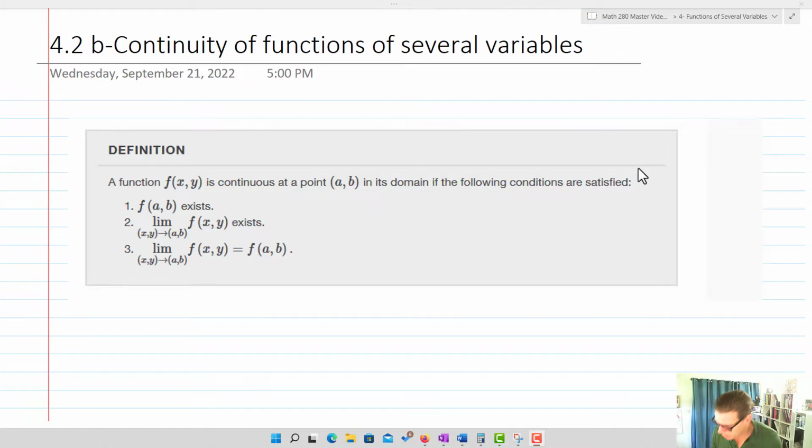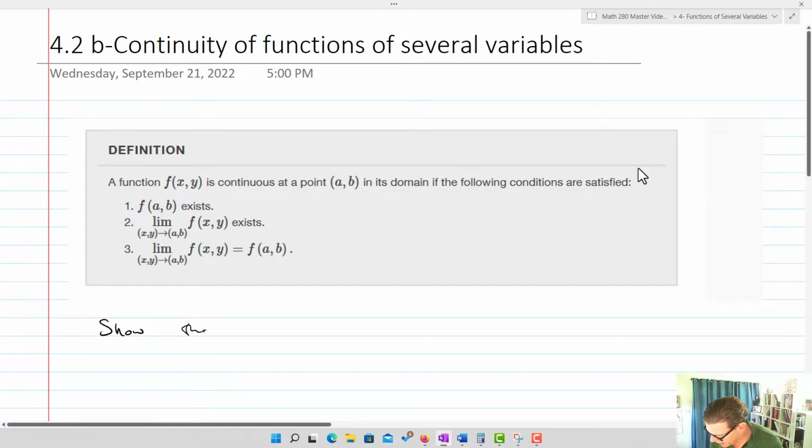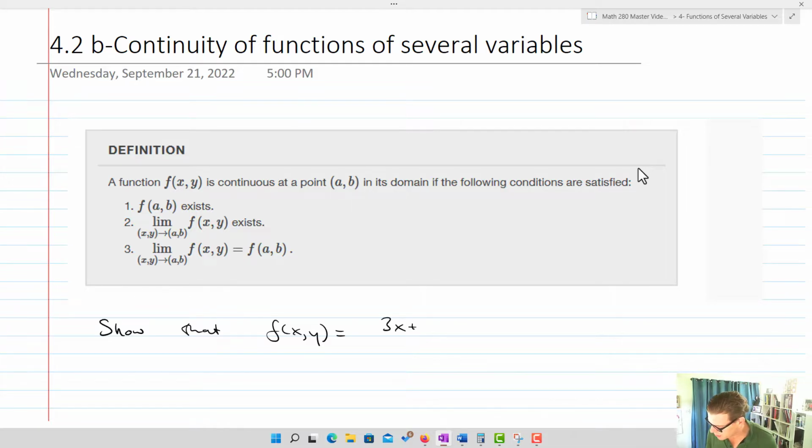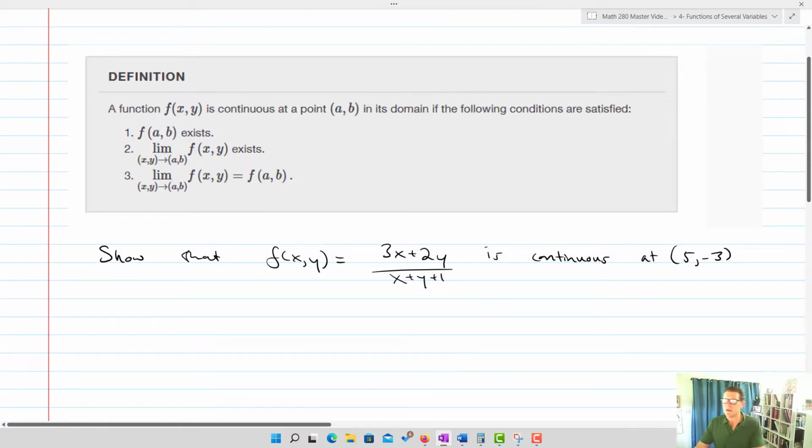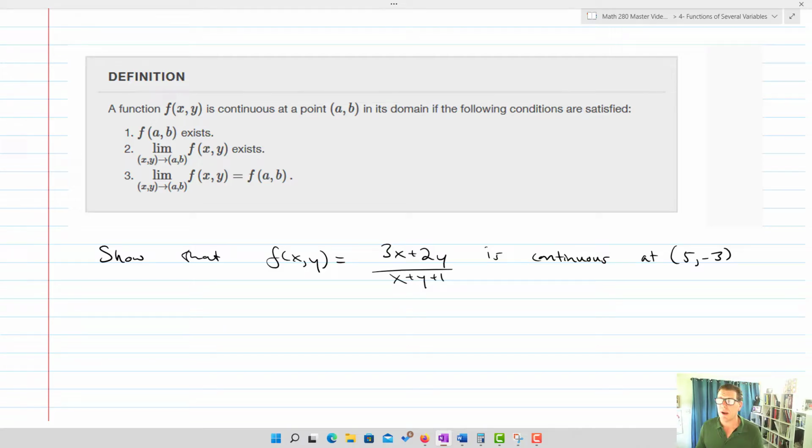So let's say, for example, we want to show that f(x, y) = (3x + 2y)/(x + y + 1) is continuous at, and remember continuity is defined at a point (a, b), at (5, -3). Notice as well that rather than at x equals some number, we are given a point on the xy plane because our function is in terms of x and y. Same idea that we've been working with.